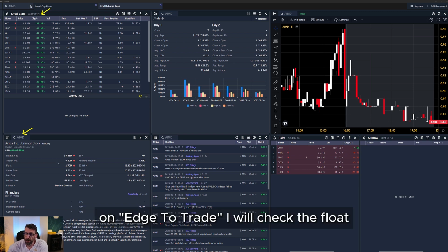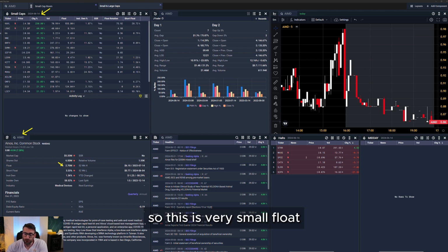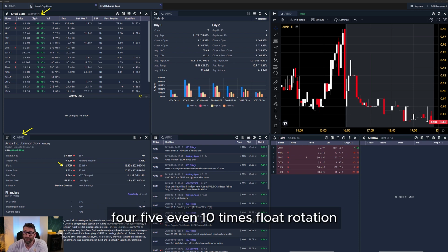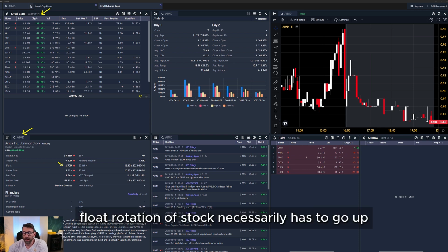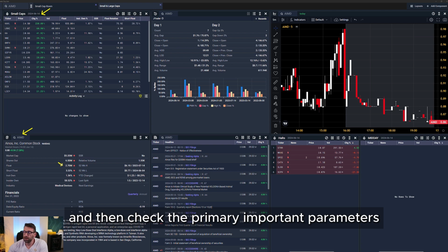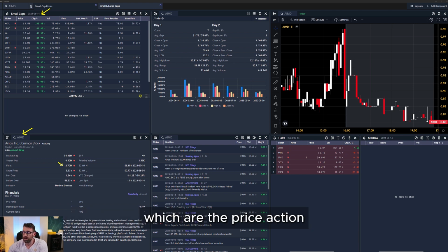On JTrader, I will check the float. We have a 2.7 million float, so this is a very small float, and this means that with very good volume, it can be easily float rotated in pre-market, because often we'll see stocks that open already with 3, 4, 5, even 10 times float rotation. But it doesn't mean essentially, and this even backtesting it, that with float rotation a stock necessarily has to go up. We have to, as I say, always make a forecast and then check the primary important parameters, which are the price action, the volume, okay, and really the agenda of the stock itself.